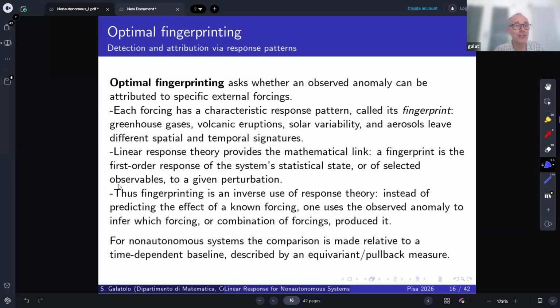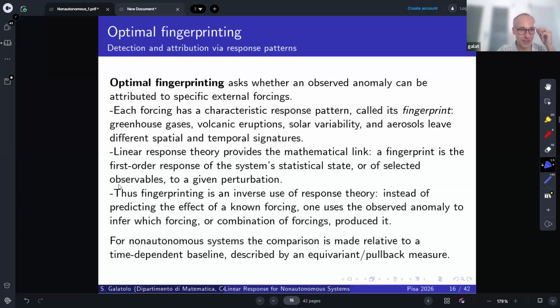So you see a change and you have a set of options: is this change caused by the first option, or by the second option, or by a combination of the two, or by other things? Of course, this can be related to linear response, because linear response allows you to predict the change. So inversely, maybe you can use linear response to infer what is the perturbation that arrived once you have seen a change in the system.